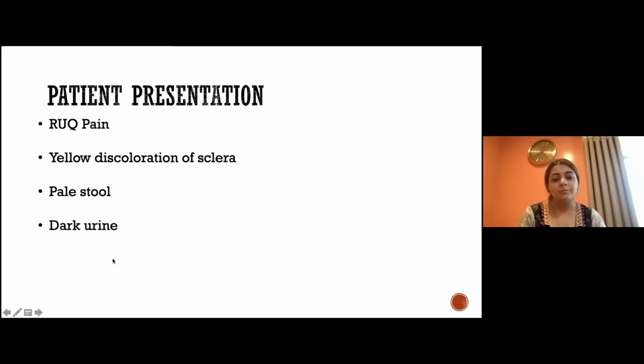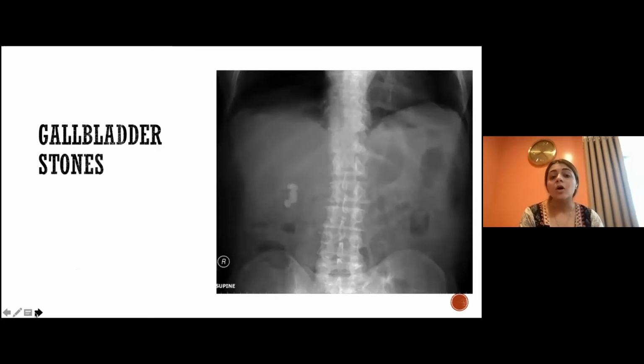So I just came up with a patient presentation leading into my diagnosis. If you have a patient that is presenting with right upper quadrant pain, a yellow discoloration of the sclera, which we also know as jaundice, pale stool and a complaint of dark urine, you'll think of gallbladder stones, which you can see over here. It is radio opaque.